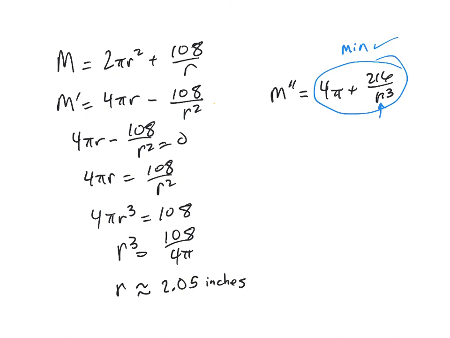Now, I should send the dimensions so that the boss doesn't have to do any math to figure out the height. So remember from the last screen, the height was 54 divided by pi times r squared. And I can plug 2.05 into there, and I can come up with an approximate measurement of the height of the can. And that calculation is approximately 4.09 inches.